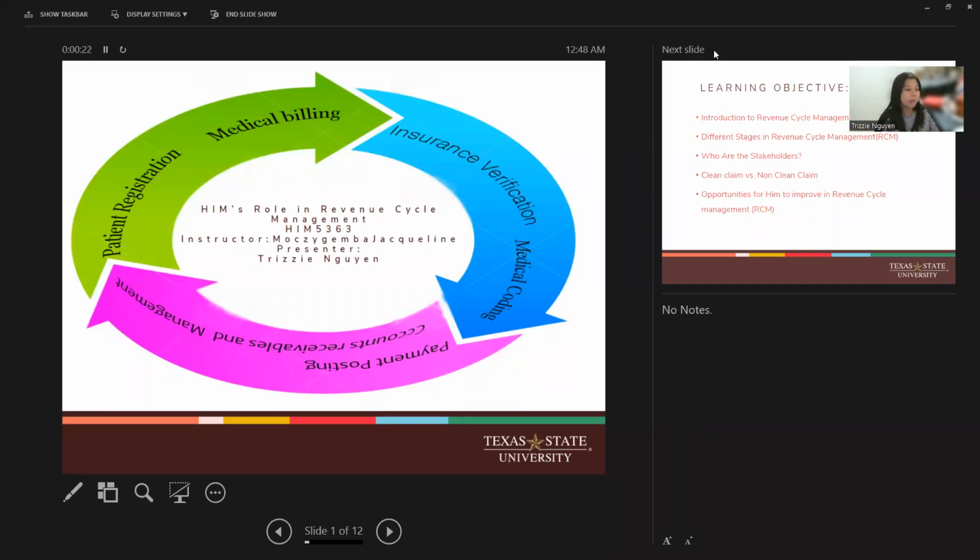Hello everyone, my name is Tracy Nguyen, and today I'd like to give you an overview about the HIM role in revenue cycle management. First and foremost, I will go over the following objectives.